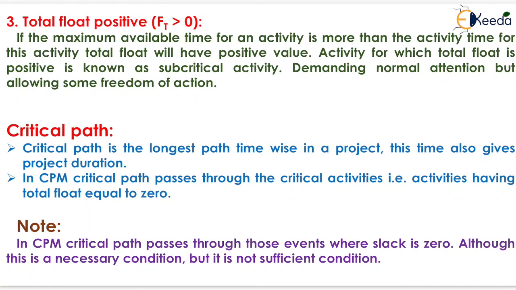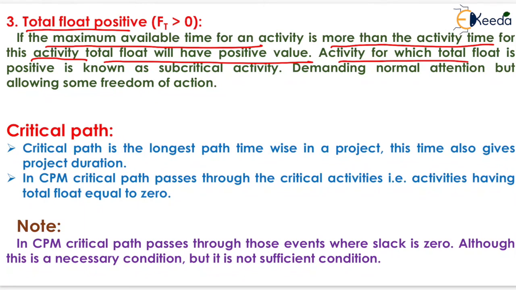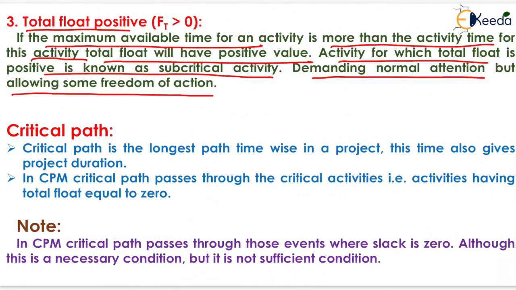Now the next one will be the positive total float. If the maximum available time for an activity is more than the activity time, for this activity total float will have positive value. Activity for which total float is positive is known as subcritical activity, demanding normal attention but allowing some freedom of action. Now the next topic will be the critical path.